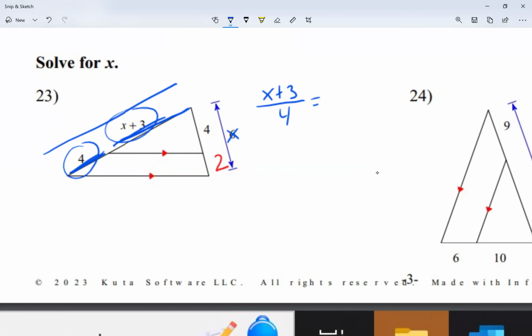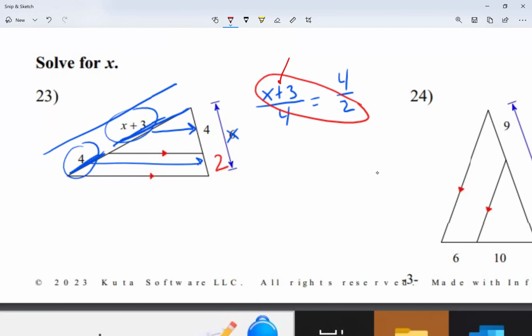Did you guys see what I did? I was not using the big side. Therefore, I'm not going to use the corresponding 6. Now, x plus 3, if you notice, it goes with this 4. 4 goes with this 2. And then I know how to cross multiply it. So let me do that. Let me cross multiply this way.